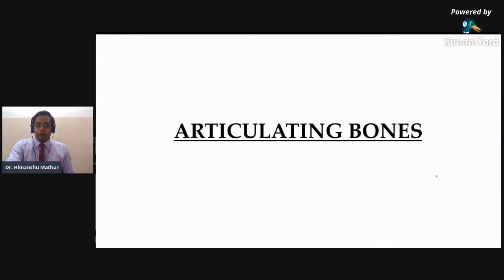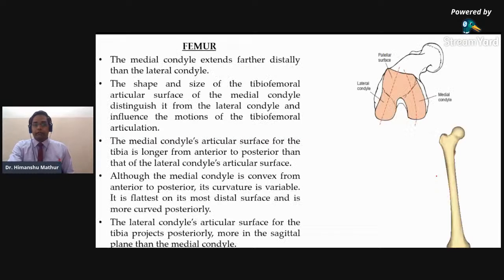Coming on to the articulating bones. The proximal articulating bone is your femur. Rather, it's better to say that the condyles of the femur are the articulating bones here. You can write your questions in the comment box. I'll be taking them in the end.